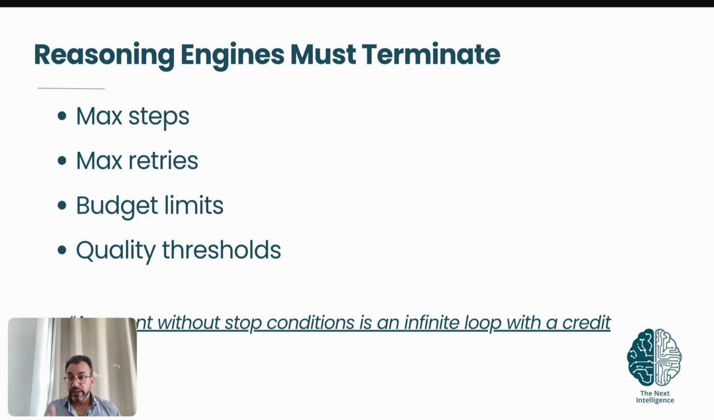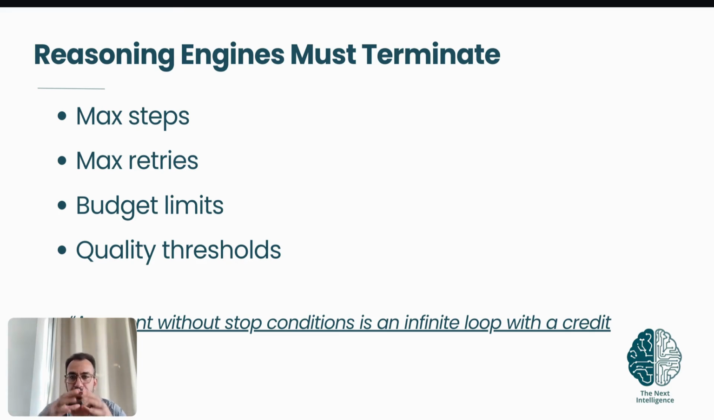Then finally, the agent must terminate. No agent can continue infinitely. And that's where we have the max steps that can be taken, max retries, budget limits, quality threshold, etc. Because without these kinds of termination conditions, our agent is just a loop, an infinite loop actually, with a credit card where resources are being consumed without any control. And we don't want an agent to be like that.